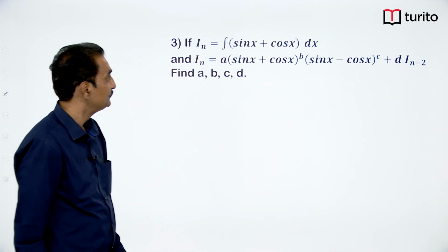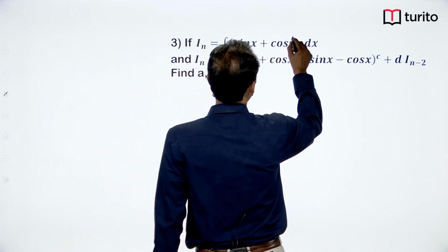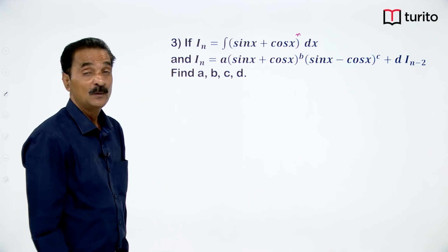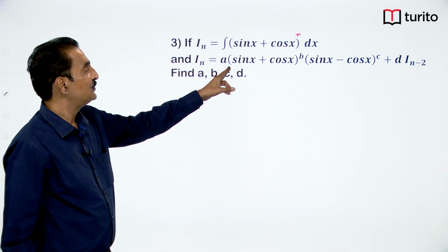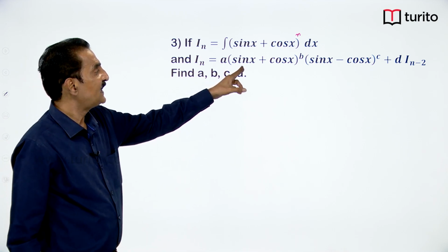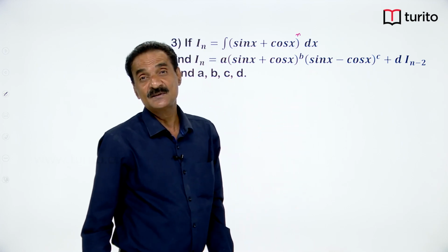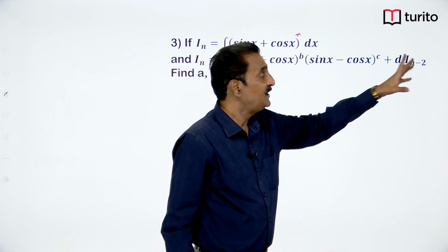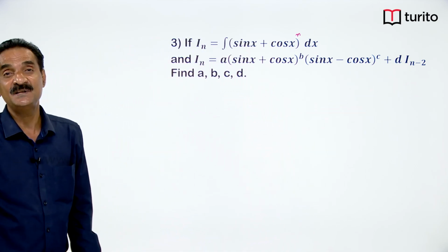Next question. If In is equal to sin x plus cos x whole power n, and In is equal to a into sin x plus cos x whole power b into sin x minus cos x whole power c plus d into In minus 2, find the constants a, b, c, d.